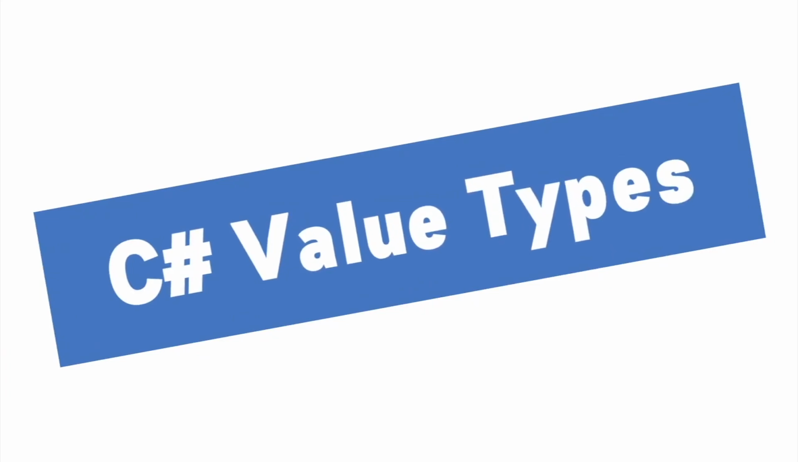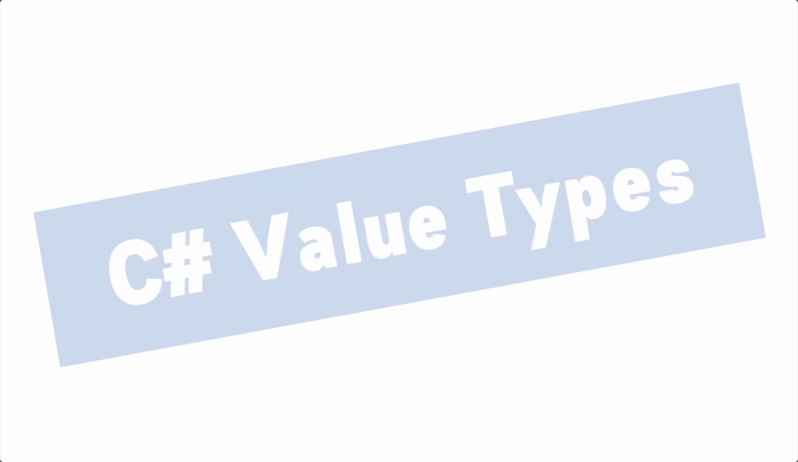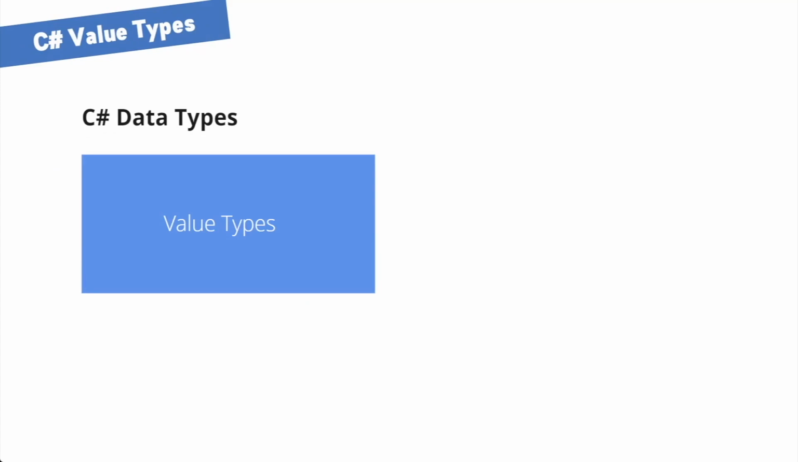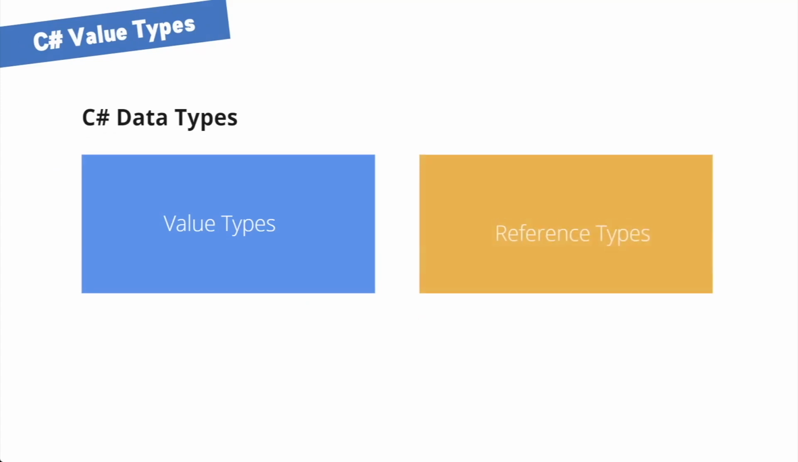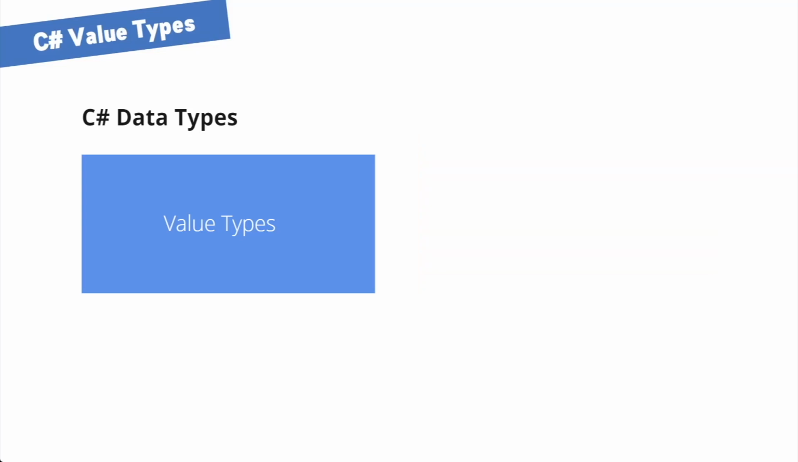C# value types. There are two categories of C# data types. There are value types and there are reference types. A variable of a value type contains the value itself. In contrast, the variable of a reference type contains the reference to an instance of the type, hence the name reference type. In this lesson, we're going to look at value types.